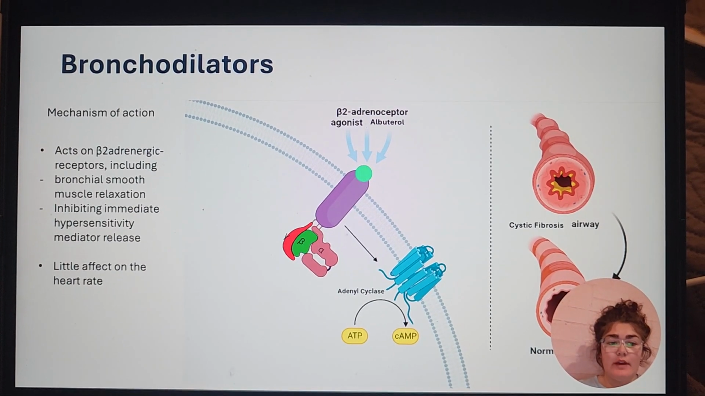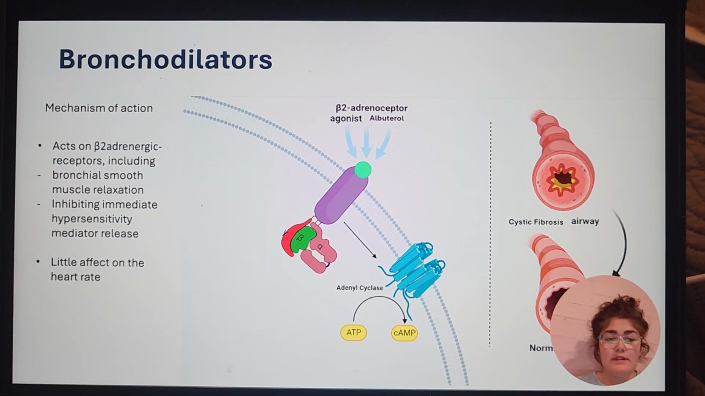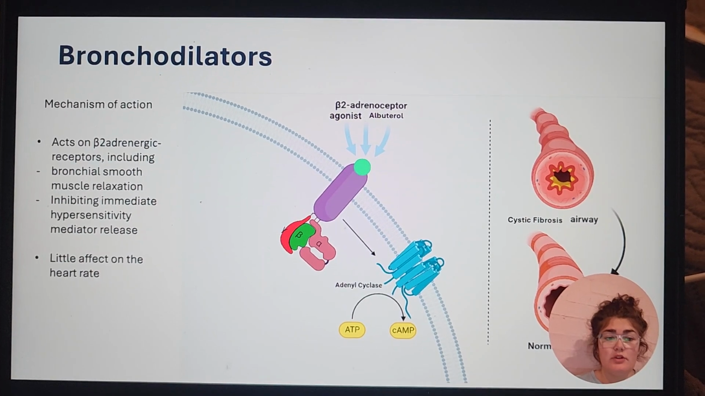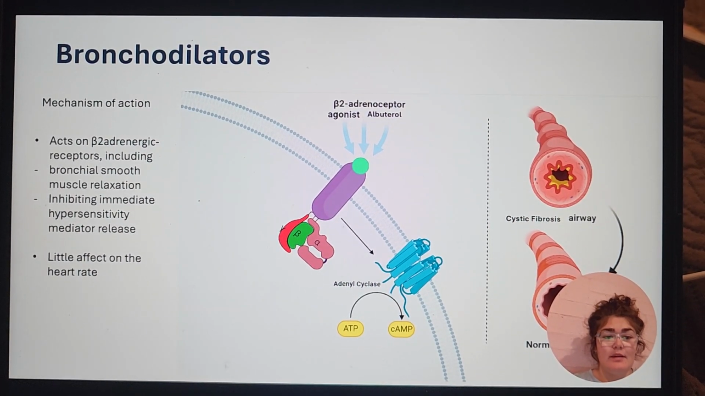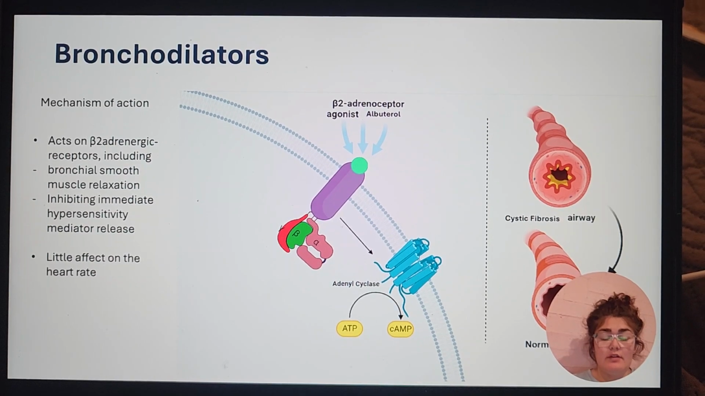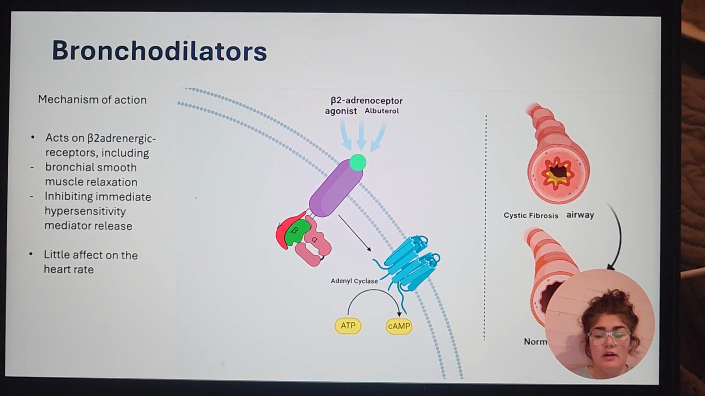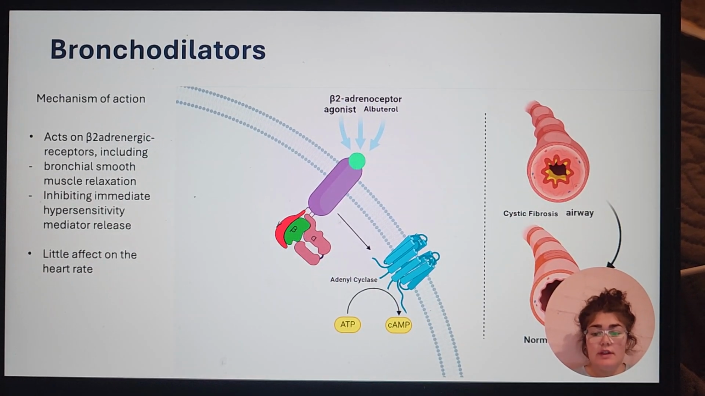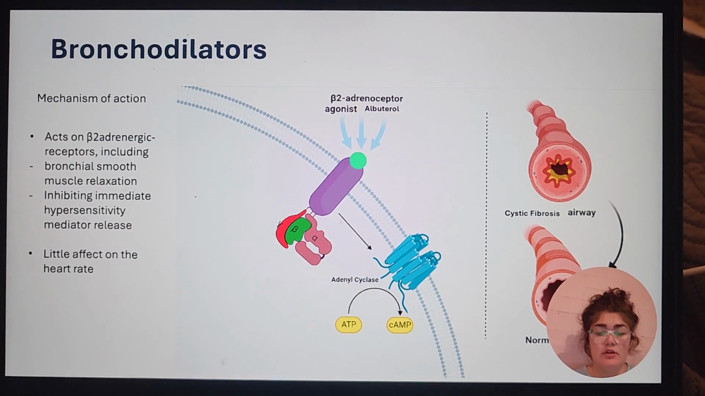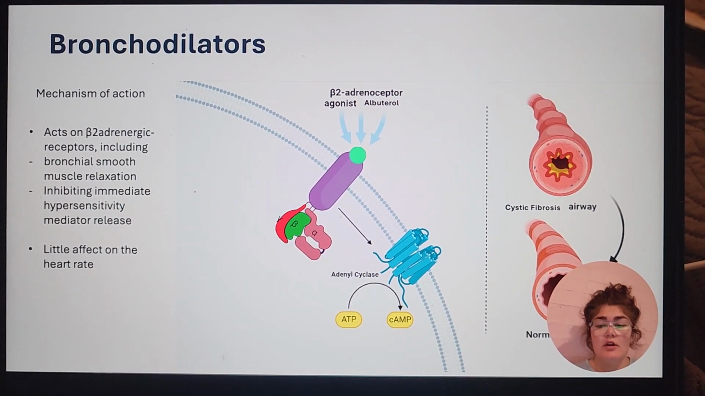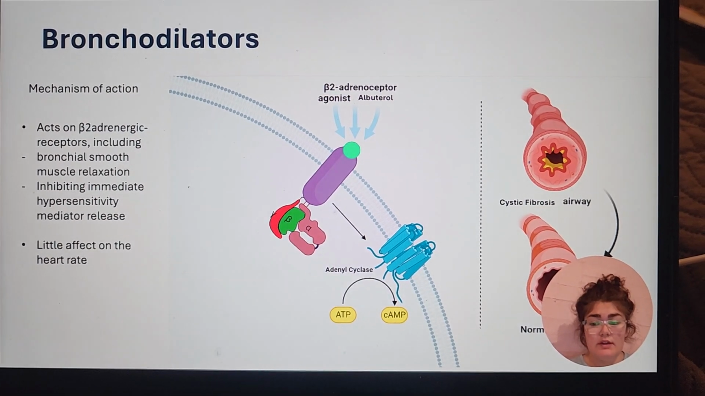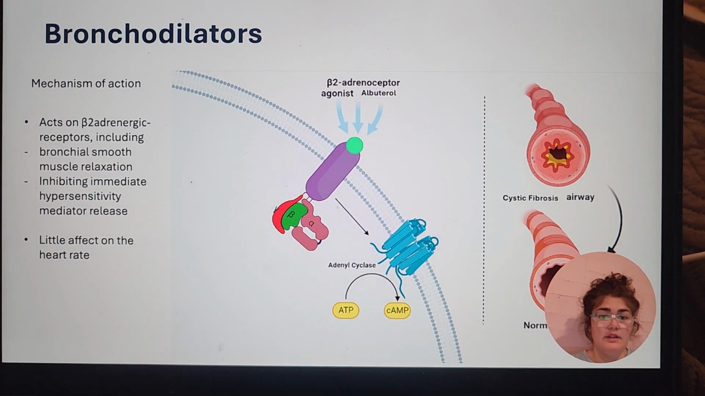The mechanism of action. So this drug acts on the B2 receptors, inducing bronchial smooth muscle relaxation and inhibiting immediate hypersensitivity mediated release. This has little effect on the heart rate. The image on the right shows how the medication acts on the B2 receptor on a cellular level and shows the intended outcome of this process by showing a cystic fibrosis affected airway above and an unaffected airway below.